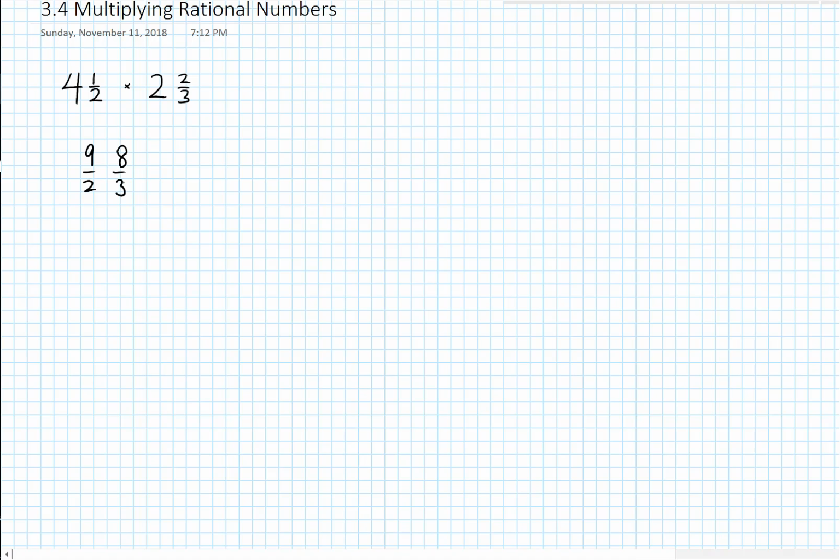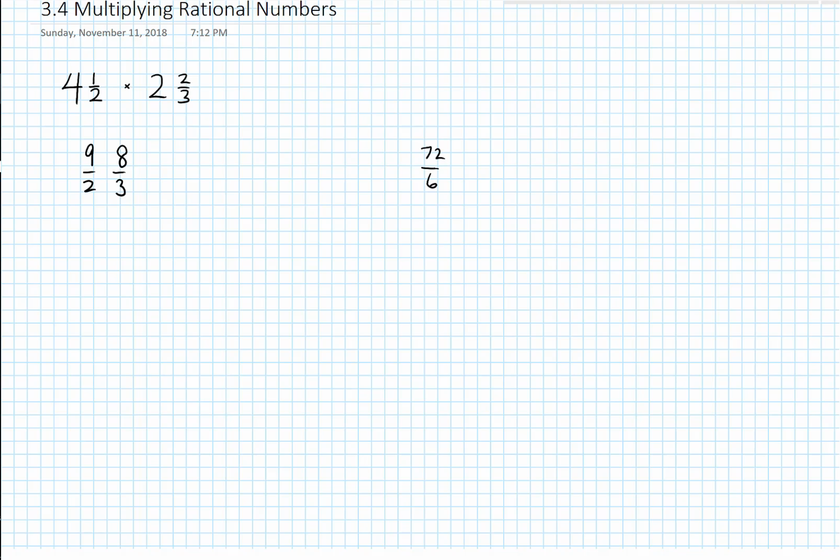So multiplying rational numbers is as simple as multiplying the two numerators, in this case 9 and 8, to give us 72, and multiplying the two denominators, 2 and 3, to give us 6. So let's just write that off to the side here. 9 times 8 would be 72, and 2 times 3 would be 6. So that would certainly be fine. We'd want to reduce that, and you can probably see already 72 over 6 reduces to 12.